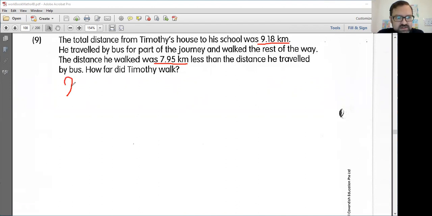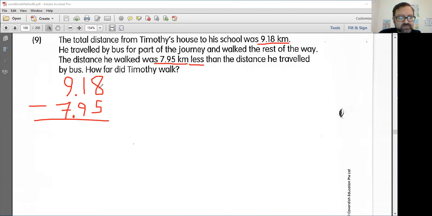We start, our total here is 9.18. And it said the distance he walked is 7.95 kilometers less. So this means he was on the bus for quite some time here. All right, so I'm just subtracting. 8 minus 5 is 3. I'm just looking at this because I'm going to have to do some borrowing. I'm going to change that to 8 ones. And now I have 11 tenths minus 9 tenths is 2 tenths. 8 minus 7 is 1.